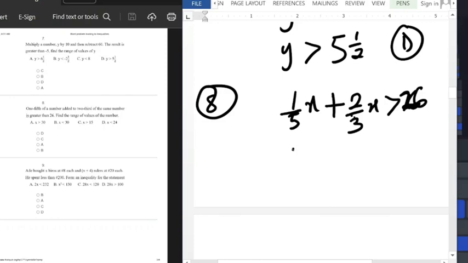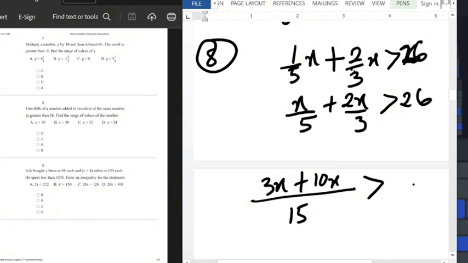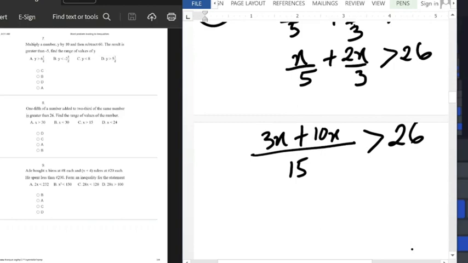So that means we're going to have x over 5 plus 2x over 3 greater than 26. So find the LCM, and the LCM is 15. 5 in 15 is 3, so 3 times x, plus 3 in 15 is 5, 5 times 2, that is 10x. All right, so this is going to give us 13x over 15 greater than 26.